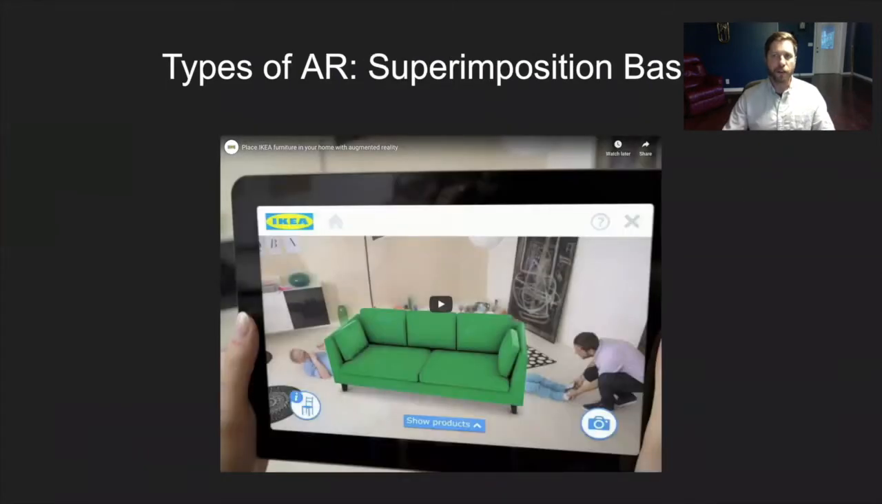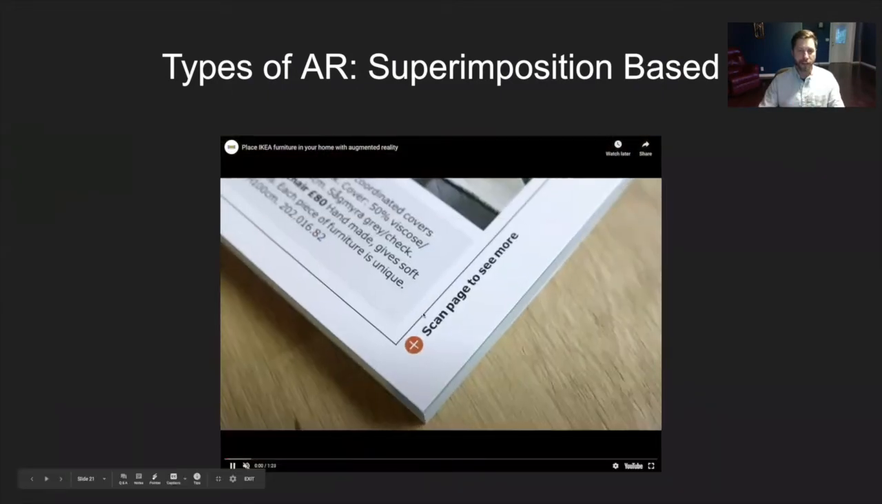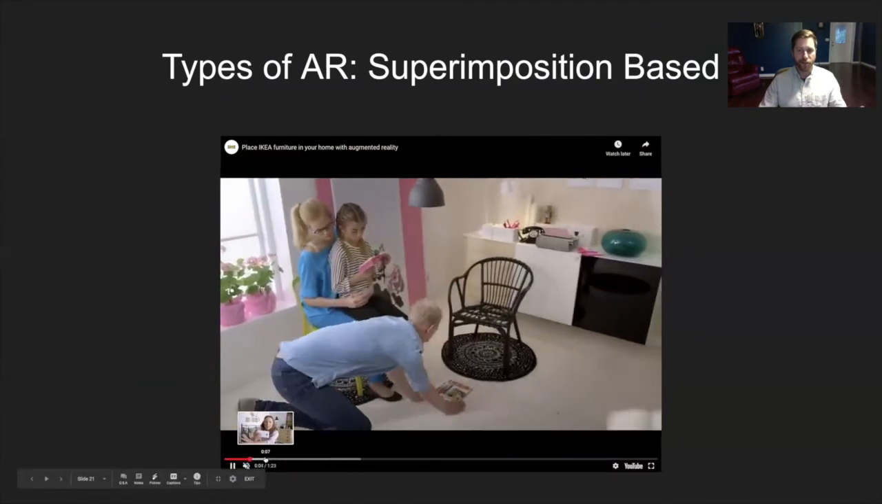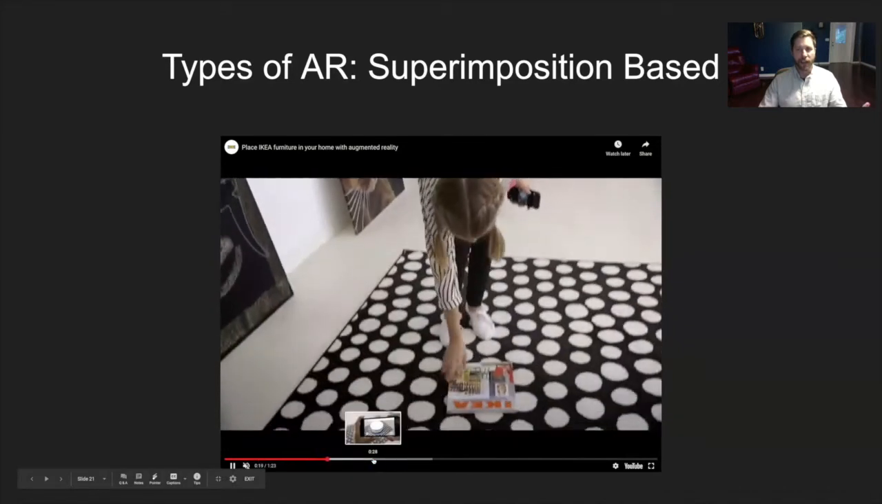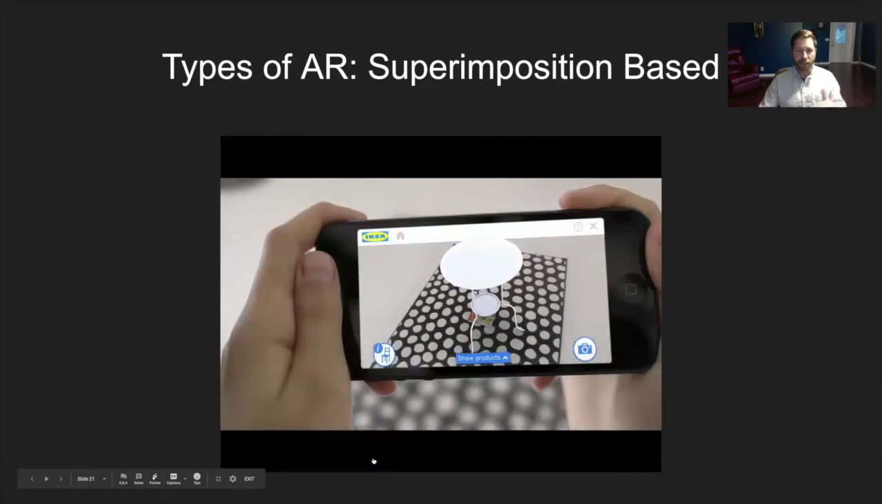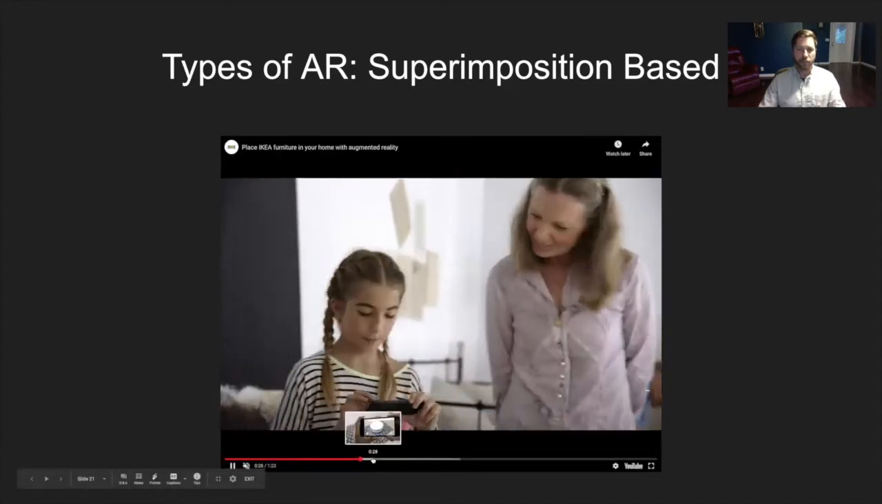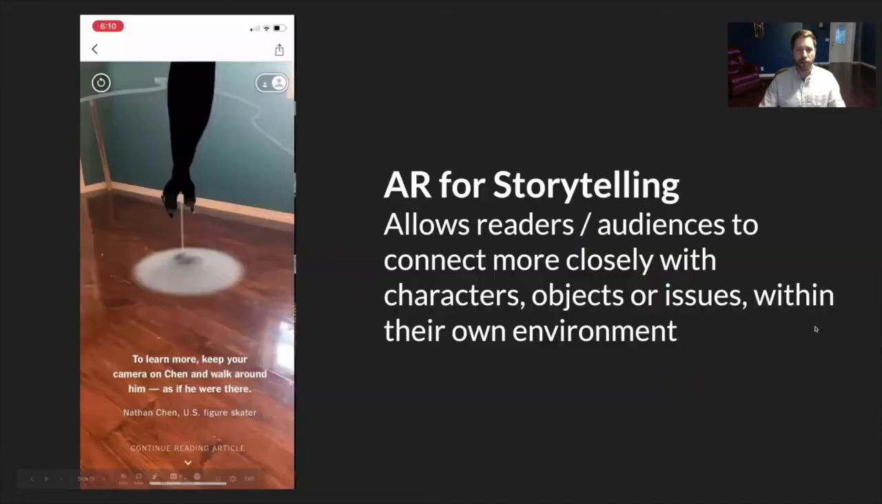And then another form is superimposition-based, which you may have used before, like the IKEA app that can detect a room, and then you can basically scan items within the IKEA catalog and see how it might look within your home. In this case, it's detecting the plane, the floor, and then you're able to put items in a superimposition-based format. And so that's another form of augmented reality.